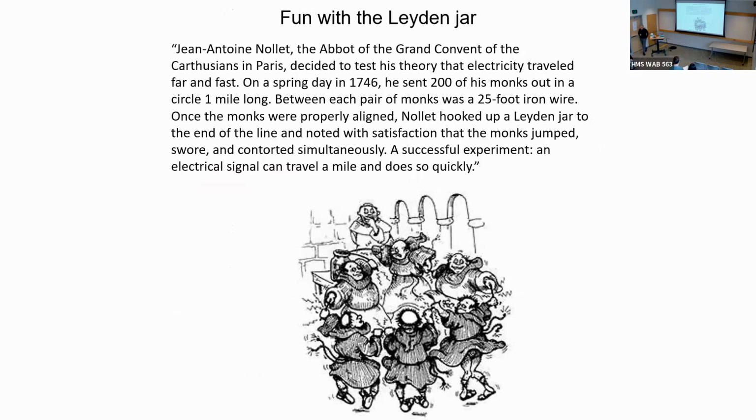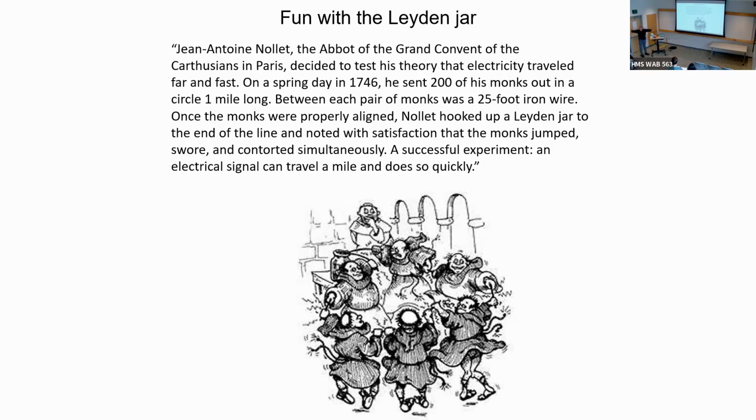One of the great things, before I get to Benjamin Franklin, is that one of the great experiments was done by this Abbé Nollet, who decided to see how fast this electricity would conduct. Because he was abbot of this monastery, he could tell everybody what to do. So he lined up 200 monks, and I just did the calculation this morning. It could not have been a mile long. It doesn't work. You would need 880 monks to do a mile. So it's a little bit of an exaggeration.